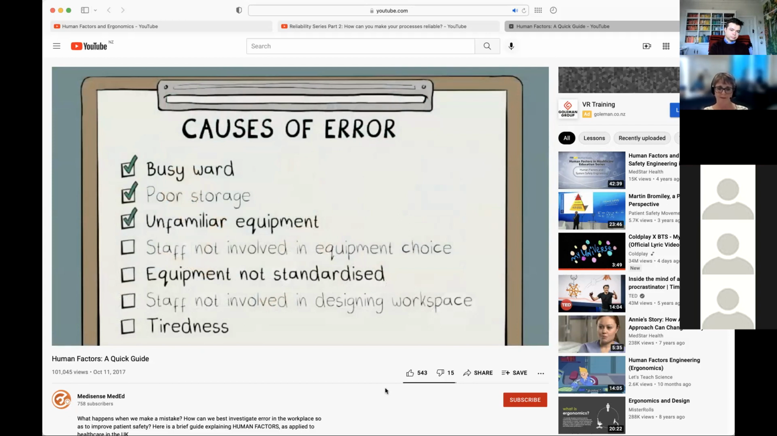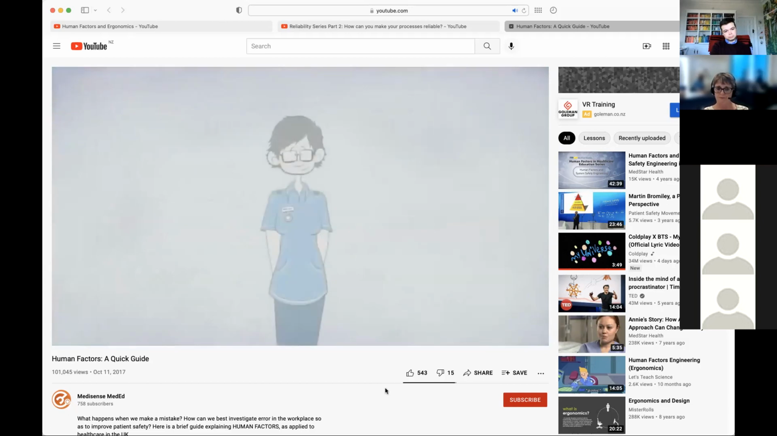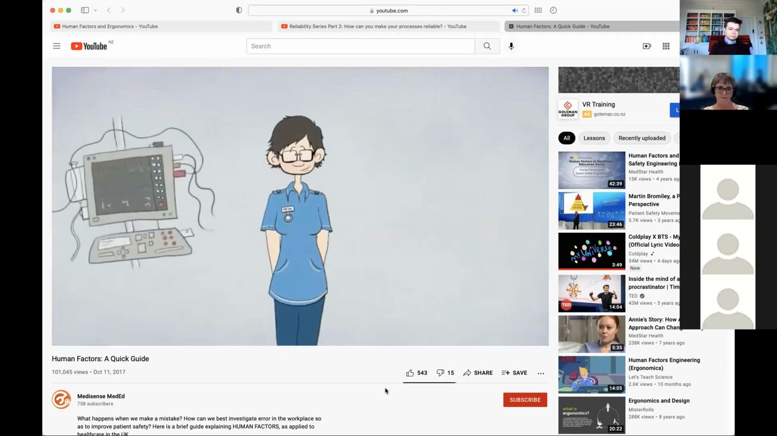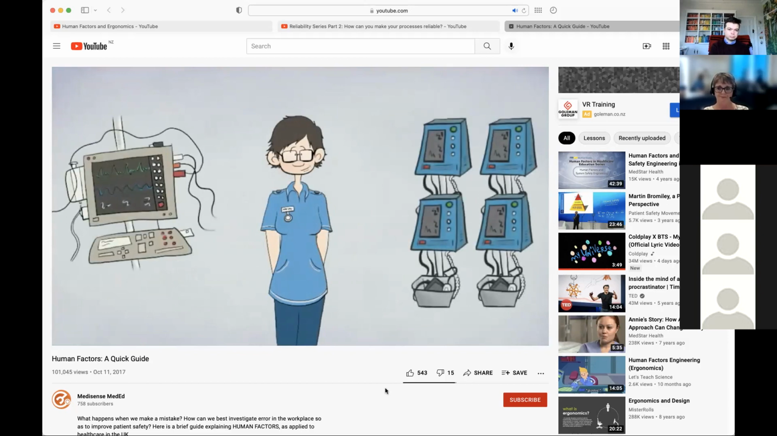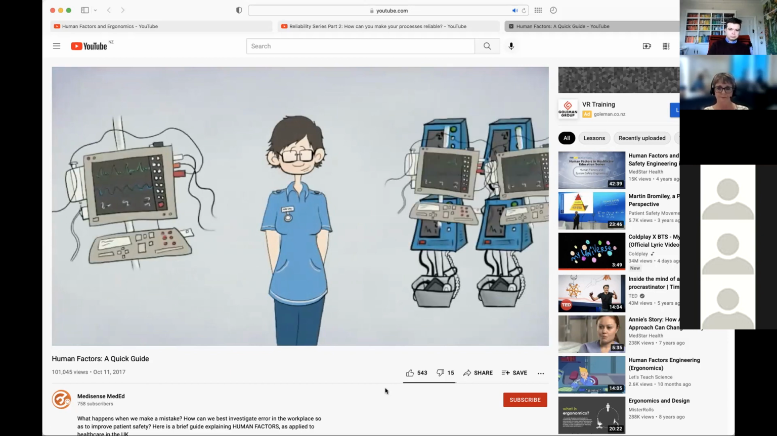We need to go all the way back through the system and look at decisions made across the organisation that contributed to the error. This may include decisions made about planning and procurement of equipment. When investigating errors, human factors can help provide a better explanation of why the error occurred. In the example of the nurse and the monitors, it would be inappropriate to just blame the nurse, because part of the cause of the error was down to equipment design and lack of standardization across the organisation.